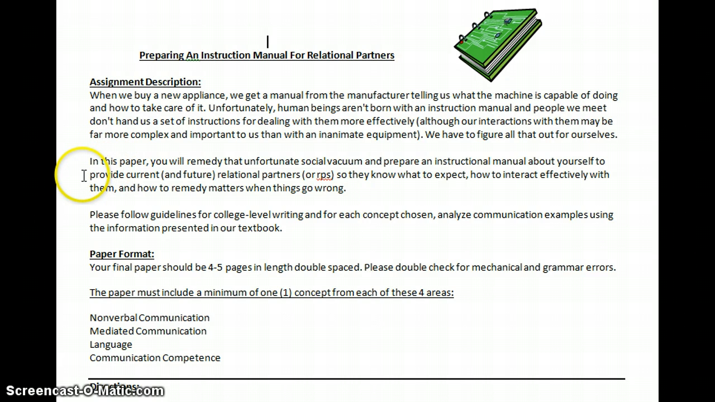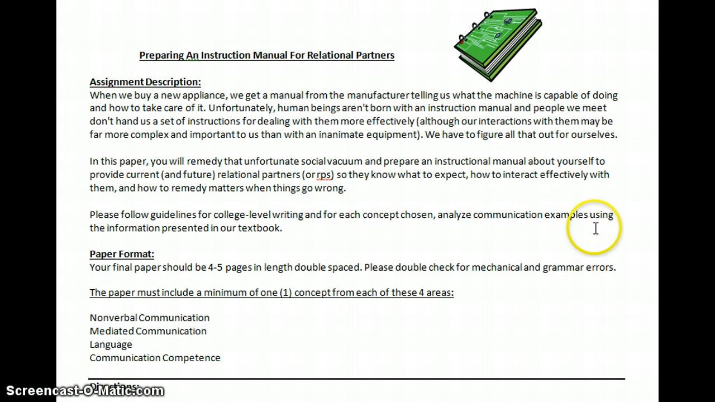So in this paper, you will remedy that unfortunate social vacuum and prepare an instructional manual about yourself to provide current and future relational partners, or as I refer to them in these instructions, RPs, so they know what to expect, how to interact effectively with them, and how to remedy matters when things go wrong. I do want you to follow guidelines for college level writing for each concept chosen. Analyze communication examples using the information presented in our textbook.